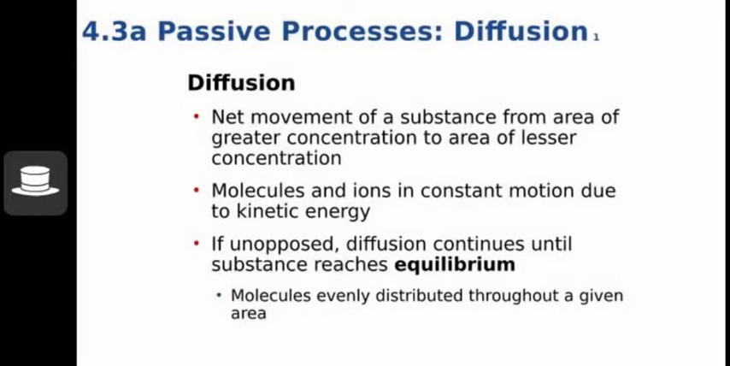So diffusion is that net movement of a substance from an area of high concentration to an area of lower concentration. Molecules and ions are constantly moving. They're kind of doing a little jitterbug or a mosh pit, and that's due to kinetic energy. If we don't stop the diffusion, then the diffusion of these molecules will continue until they're equally distributed throughout the region, and that is called equilibrium.